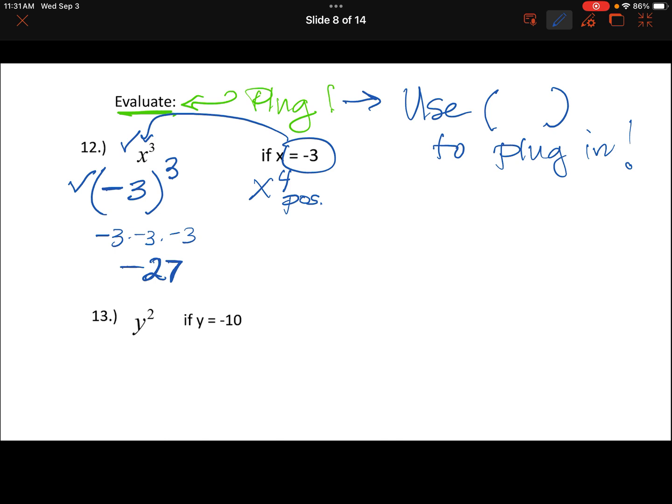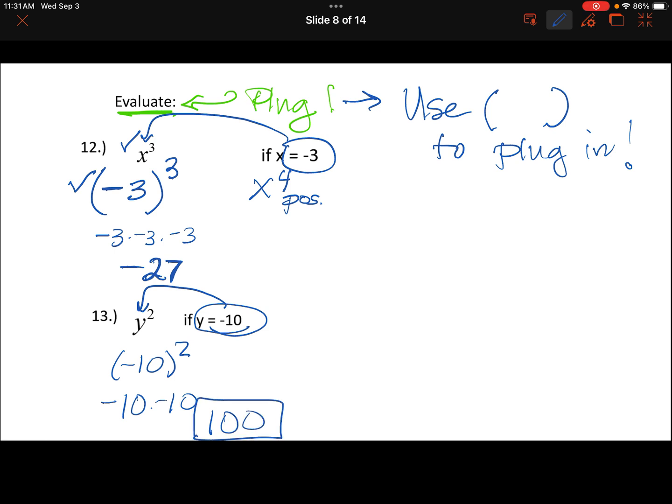And number 13, you're going to take negative 10 and plug it in. That means you're going to have negative 10 squared. Negative 10 times negative 10 is positive 100. If you don't use parentheses and you write it like this, and you still write 100, you did the math wrong because this problem would be negative 100. And you might be like, oh, I got it right because I just remembered. The only way you should get positive 100 is if it's in those parentheses.